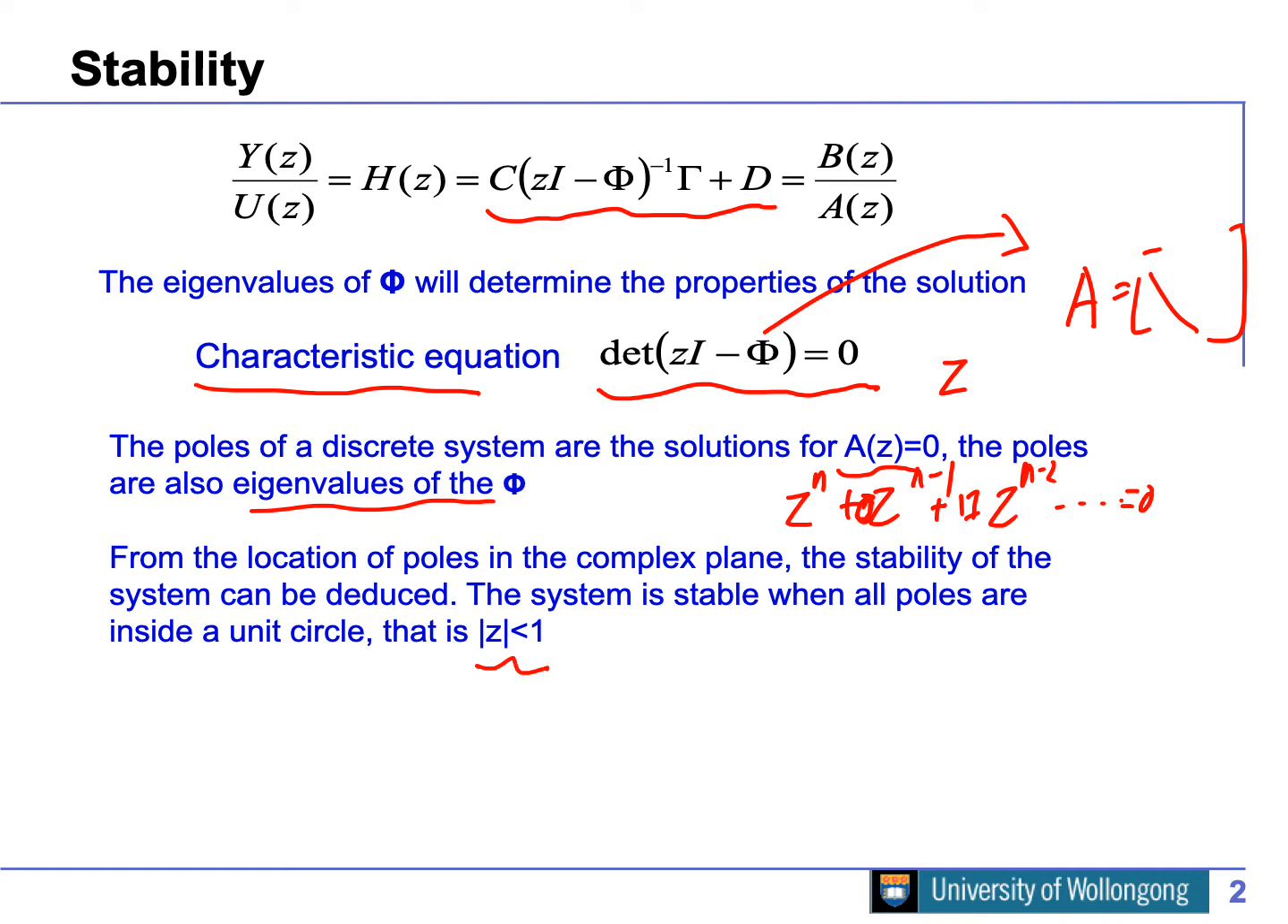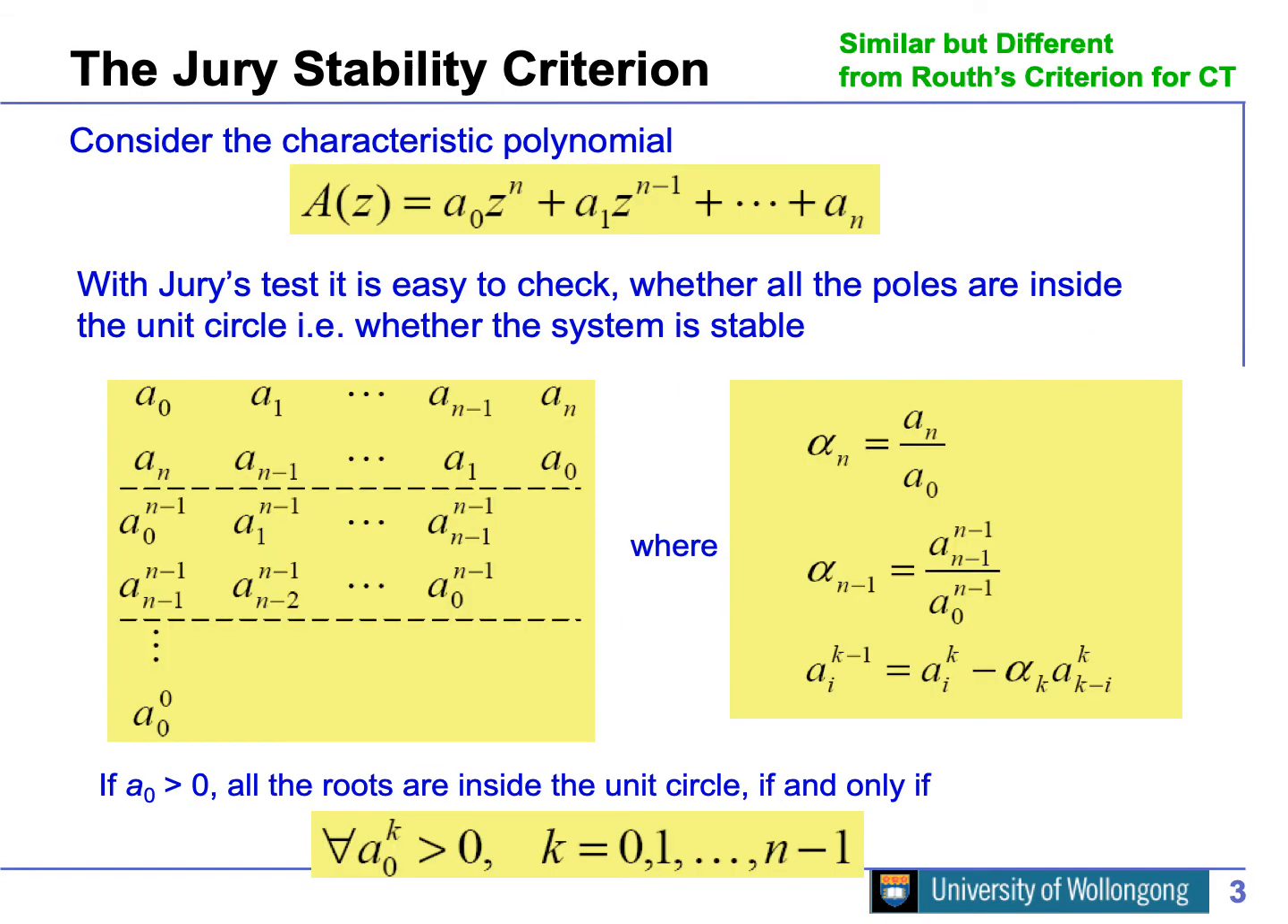it's quite difficult to do. So people tried to figure out a way to find all these poles and make sure they are stable without actually solving this polynomial. And this method is called Jury's stability criteria. I'm not sure if you remember, in the continuous time system, we have the Routh criteria. It's very similar to this method.